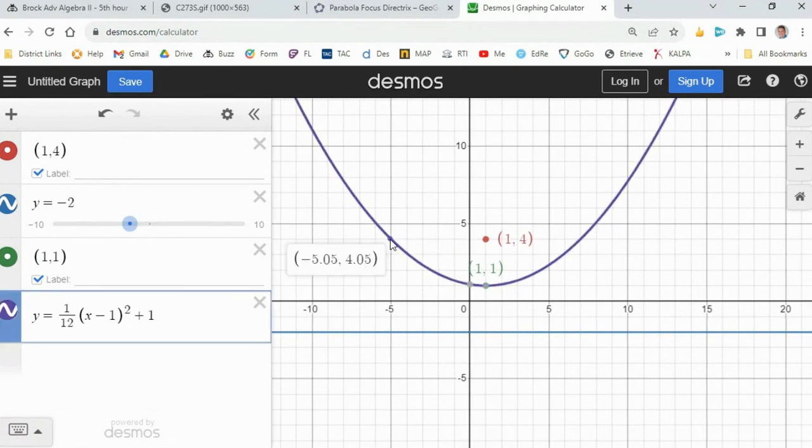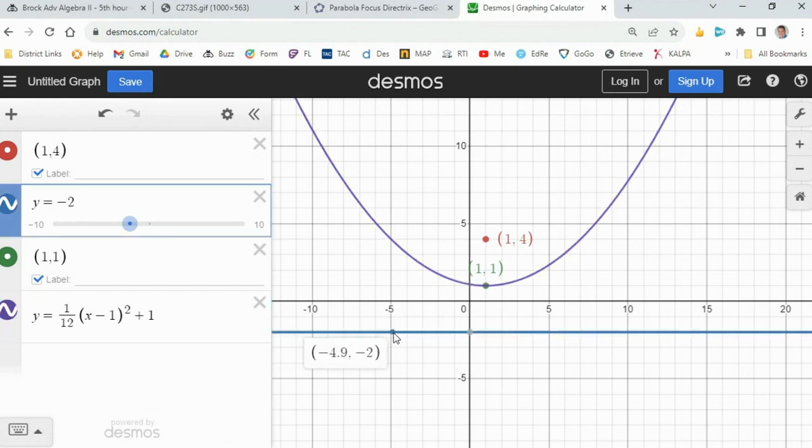1, 2, 3, 4, 5, 6. That's a distance of 6 to right there. If we go down, 1, 2, 3, 4, 5, 6. It's the same 6 to get right here. So that's working. That point is exactly the same distance from the focus as it is from the directrix line.